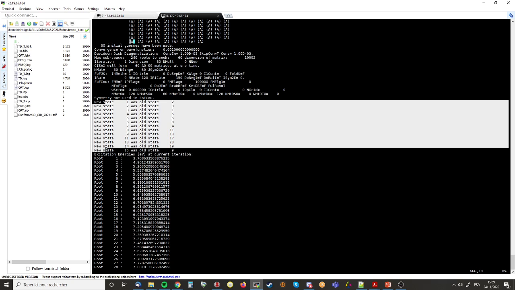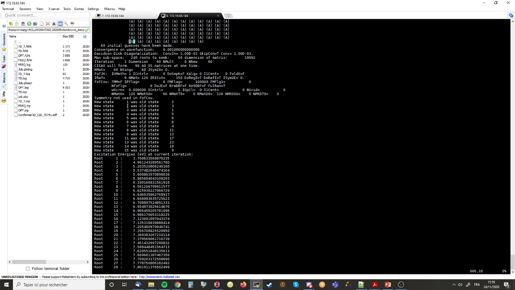So there is quite a lot of iterations, okay? It's an iterative process where it is looking for the 15 lowest in energy excited states that are perpendicular and correspond to the time-dependent Schrödinger equation with respect to the calculated ground state.